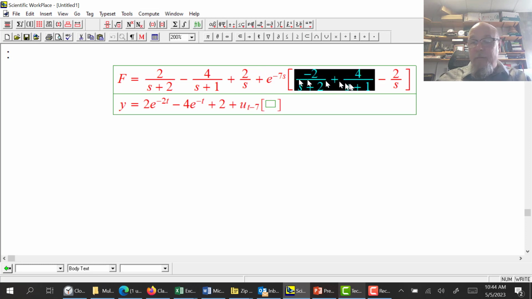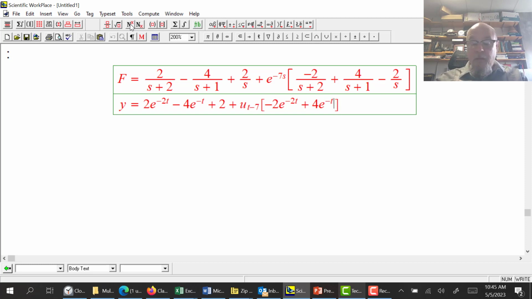So this square bracketed piece, it would normally un-Laplace to be minus 2 e to the minus 2t plus 4 e to the minus t minus 2. That's what it would normally un-Laplace to be. But because it's turned on by the Heaviside step function, everywhere there's a t, I have to replace that with a t minus 7. So the argument inside the square bracketed piece has to match the argument of the Heaviside step function. That just means turn all my t's into bracket t minus 7s, and now I'm done.